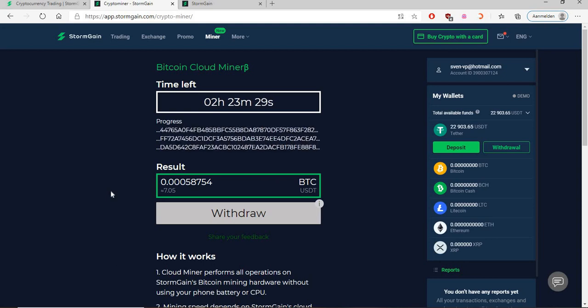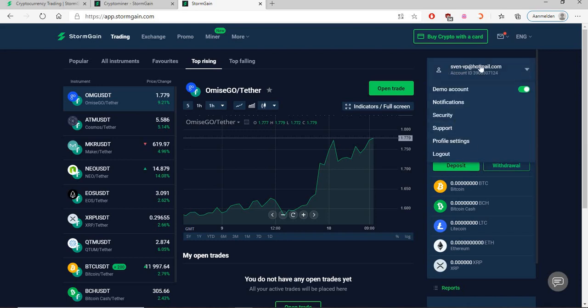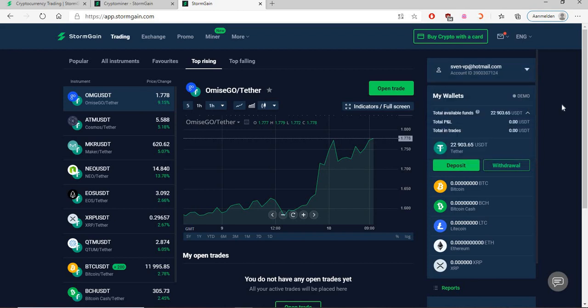in the StormGain site. But for now, the beautiful thing about the site is that you also have a demo account where you can start to learn how to do some leverage trading and make a profit out of it. So how do you find your demo account? You can switch to it by going to your account ID here at the top of the screen, and then you can see here demo account, and this little slider must be green, and then you are trading with your demo account money. From the start you're going to get 50,000 US dollar Tethers.